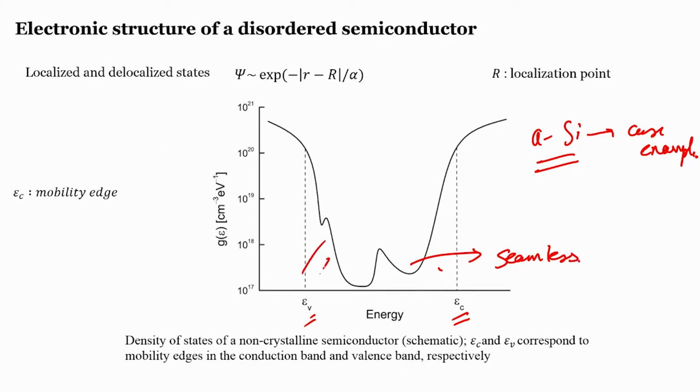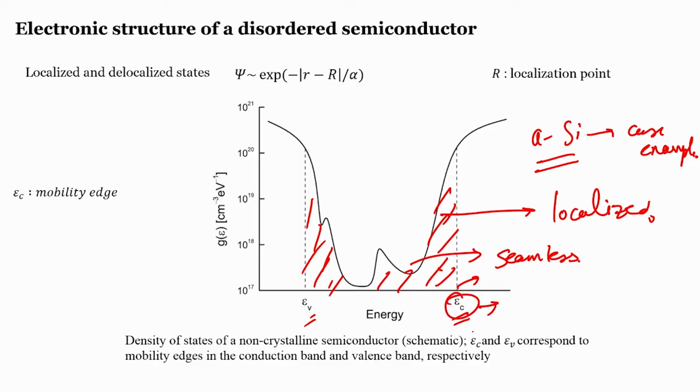But somewhere here, where the states are localized, the conduction will be unlike the way it is after the mobility edge, which means here the way electrons transport will be different from the way they transport when they cross this mobility edge.